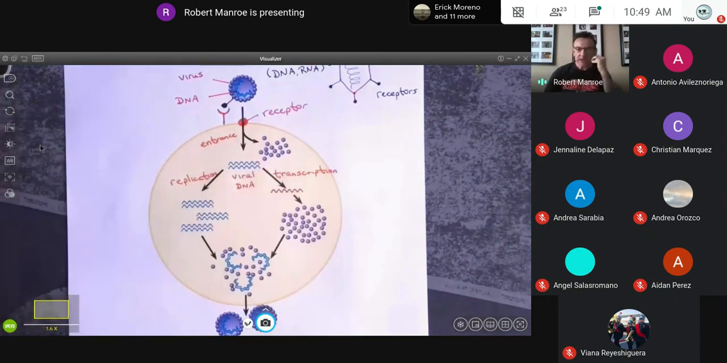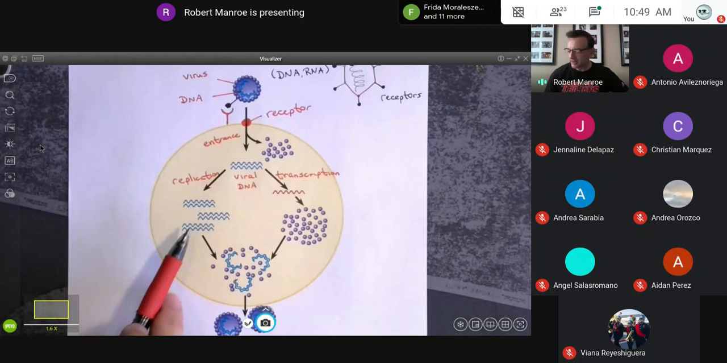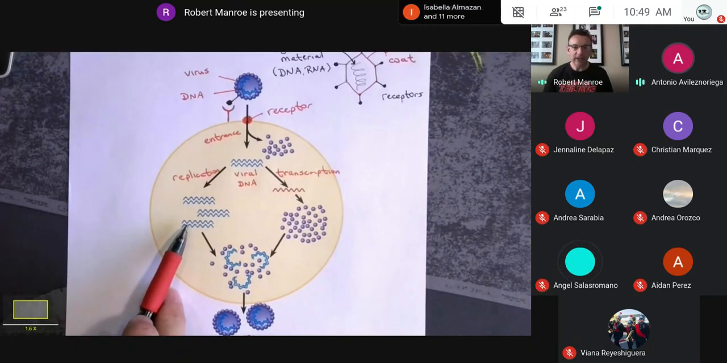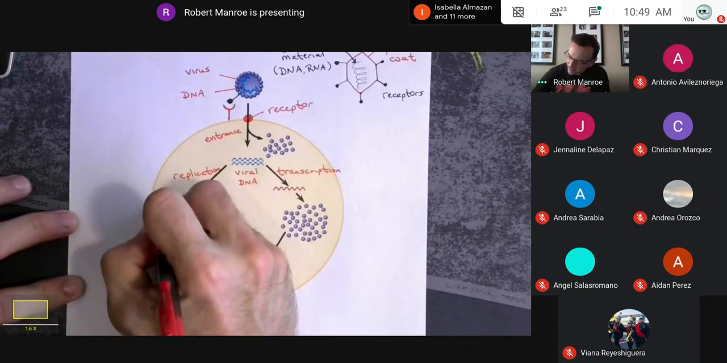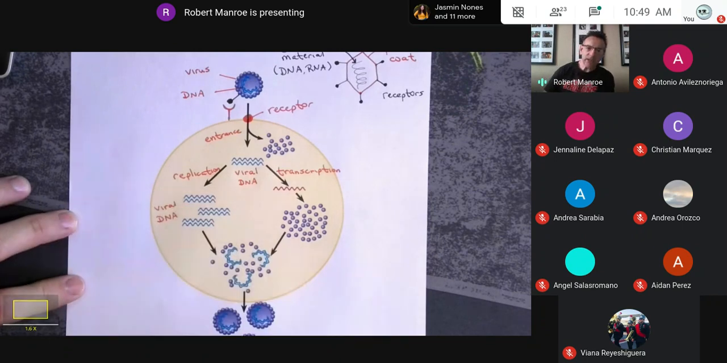You get transcription and replication. Well, if you take viral DNA and you replicate viral DNA, that makes more copies of what? Virus. Viral DNA.